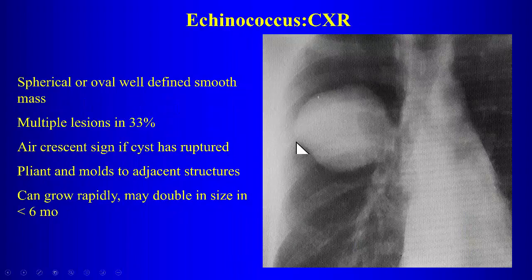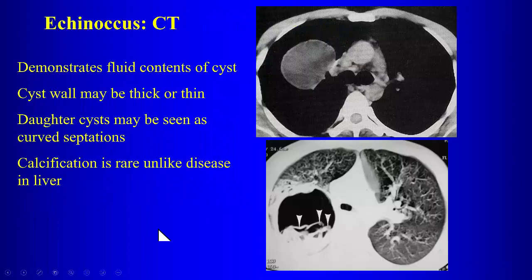Before it ruptures, it's actually a round, well-defined lesion, like that. That's what it looks like, and this will be fluid attenuation on CT. It's a fluid attenuation lesion. But when it ruptures, then you'll get these different layers floating around in the dependent portion of the cyst. Okay?